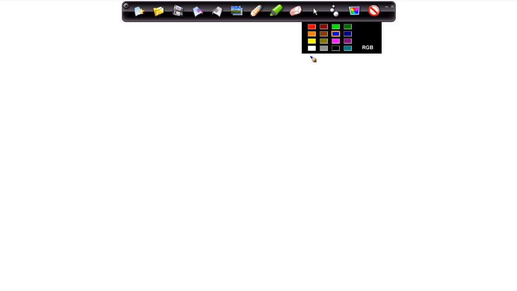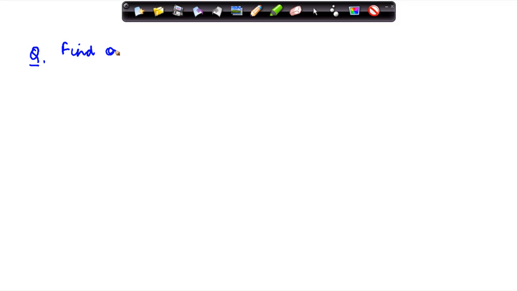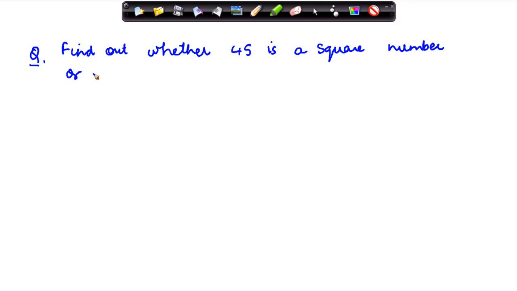is a square number or not. Let us take the question. Find out whether 45 is a square number or not.